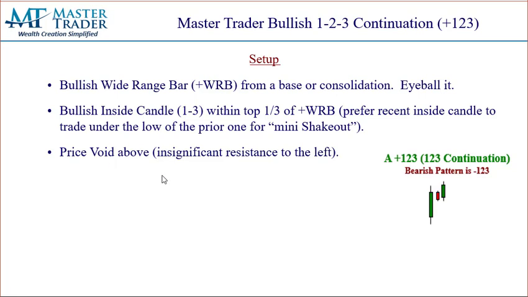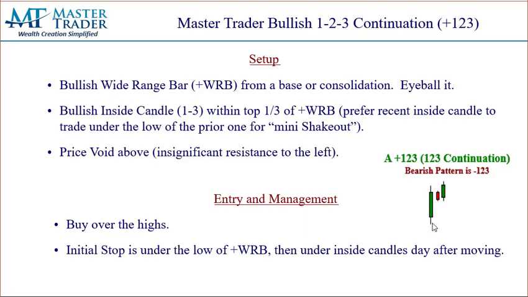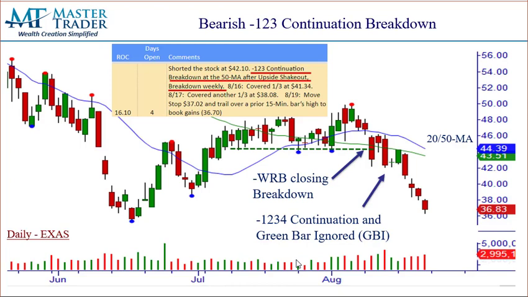And with all our patterns, we need what we call a price void, which means if it's a bullish one, you want insignificant resistance to the left. If it's a bearish one, like the one I'm going to show you, I want insignificant support to the left. We're going to buy over the high of the wide range bar and all the inside bars. The initial stop is under the low of the wide range bar. And I say until it gets altitude, until you get a closing breakout, until it's moving, then you can move it to the low of the inside bars. Then just, as I said, manage it per your trading plan.